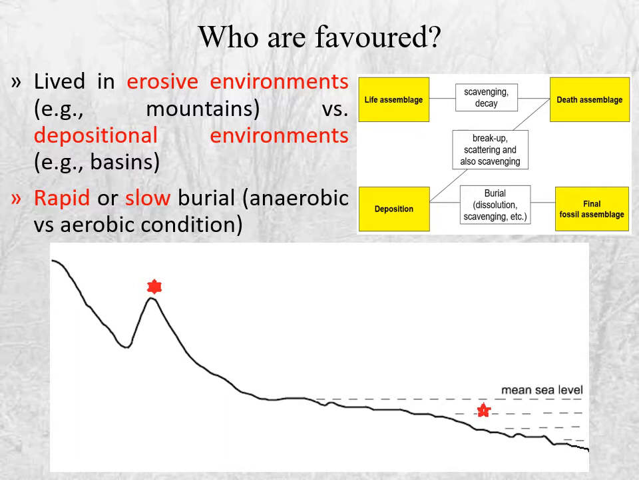after the death of these two organisms, what will happen? Now, after death of this organism, it will settle down to the sea floor. So almost where the organism lives, it will settle in that area, and there is no amount of transportation. And we all know that mean sea level is the base level of erosion. That means above mean sea level, in all those areas, mainly erosion will happen.